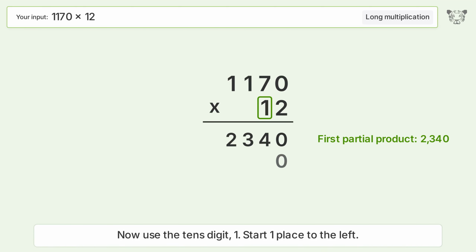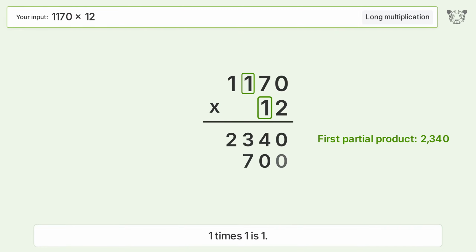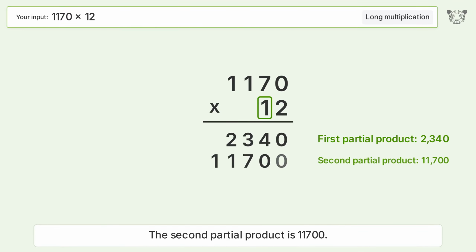Now use the tens digit, 1. Start one place to the left. 1 times 0 is 0. 1 times 7 is 7. 1 times 1 is 1. 1 times 1 is 1. The second partial product is 11,700.